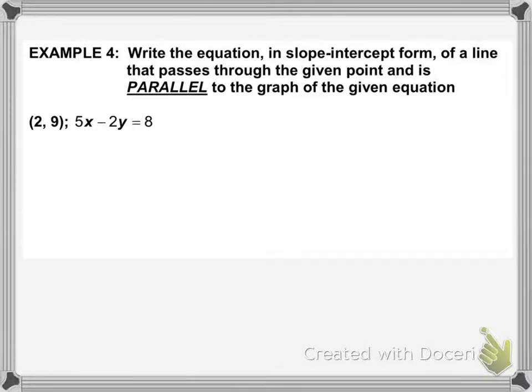Okay, now we're going to actually write some equations. So these are how the problems are going to be given to you. They'll say write the equation in slope-intercept form, which remember is y equals mx plus b. So we want it to look like that, of a line that passes through this given point of 2, 9. So I'm given an x and a y, and is parallel to this equation.